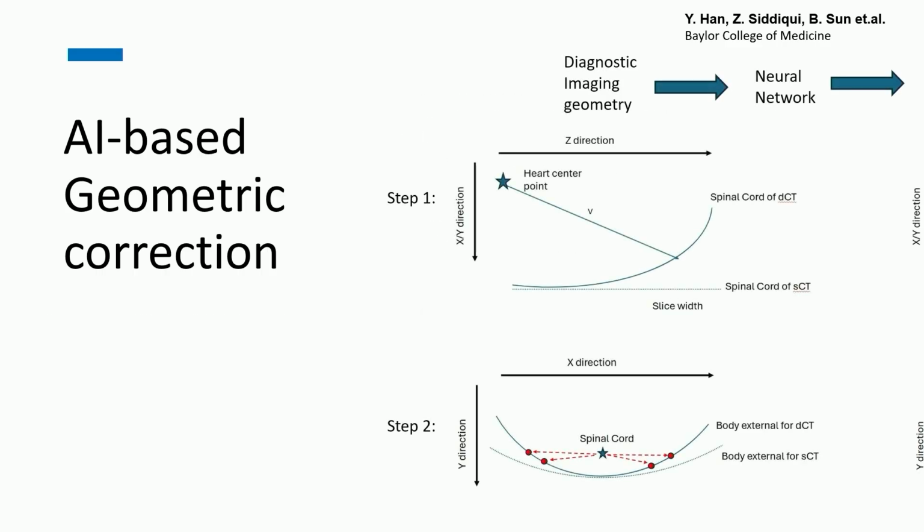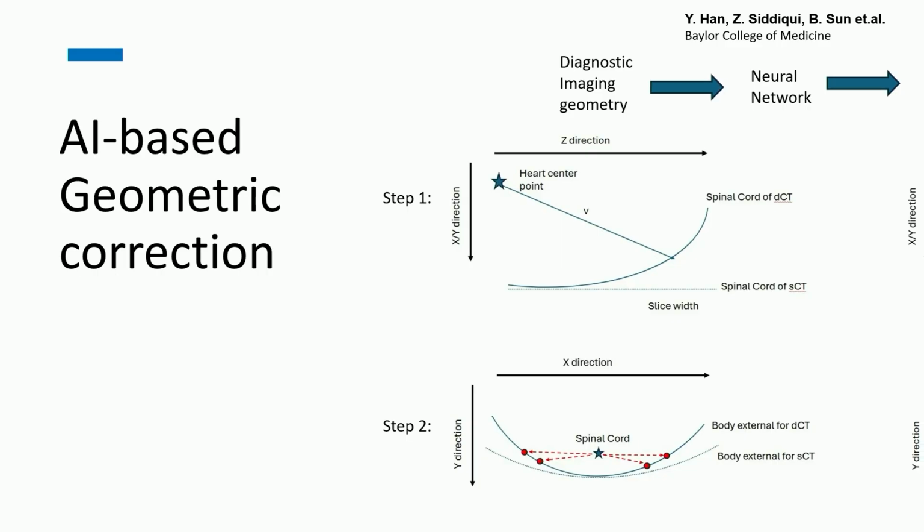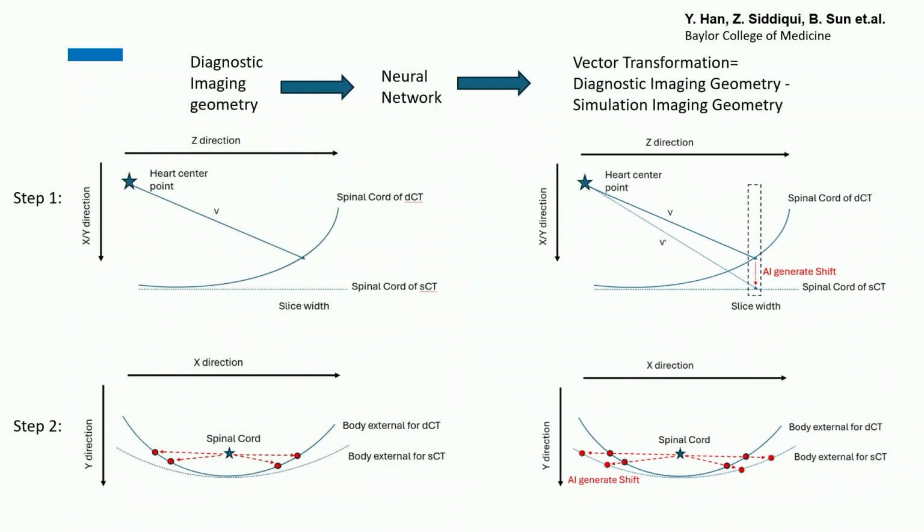So based on this, we do the AI-based geometric corrections in two steps. The first step is the spinal position correction. Instead of using absolute positions of the spinal cord, we use the relative positions between the center of heart and the spinal cord, and get the relative distance through a neural network to predict what this relative distance will look like in the simulation CT.